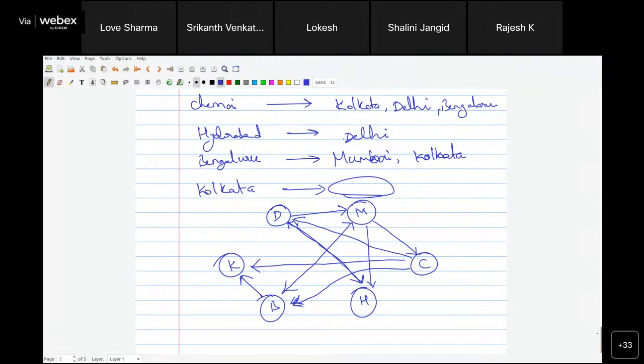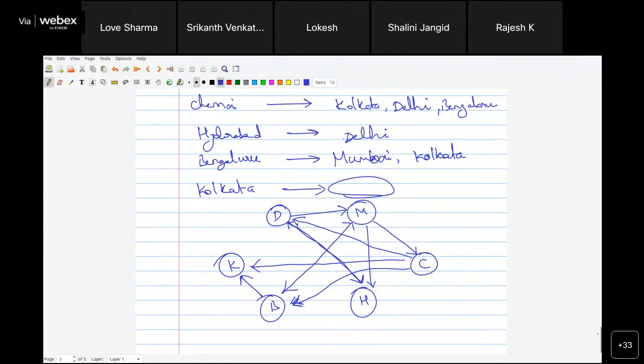Now the questions will be like this. Is there a way to reach from Delhi to Mumbai, or Delhi to Bangalore? Is there a way to reach Delhi to Kolkata? If you are at Delhi, can you reach Kolkata via these airlines? Yes, we can. From Delhi, you travel to Mumbai, from Mumbai you can catch a flight to Chennai, and from Chennai you can reach Kolkata. So yes, from Delhi I can reach Kolkata.